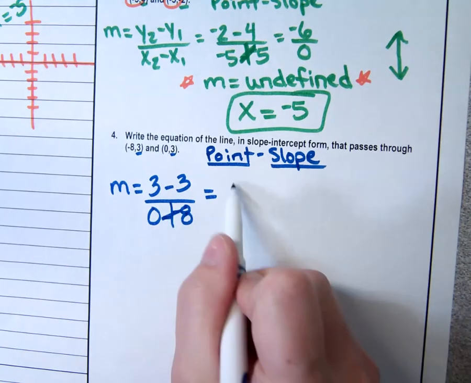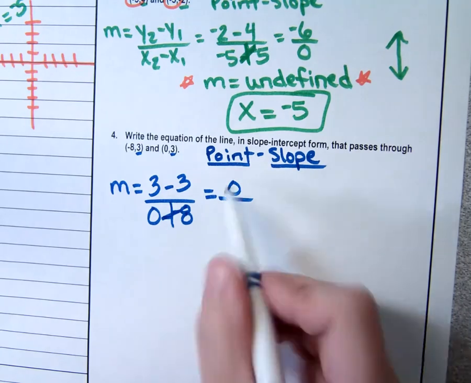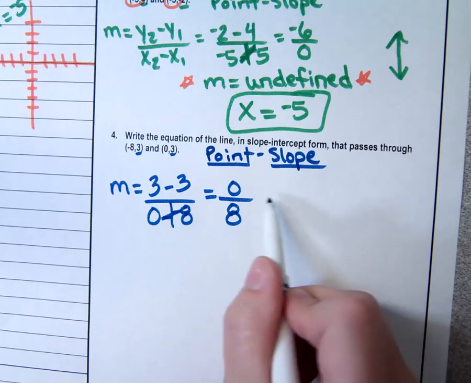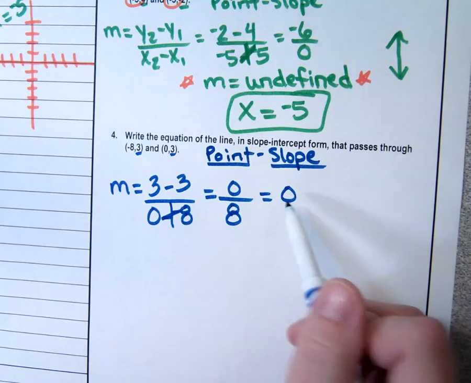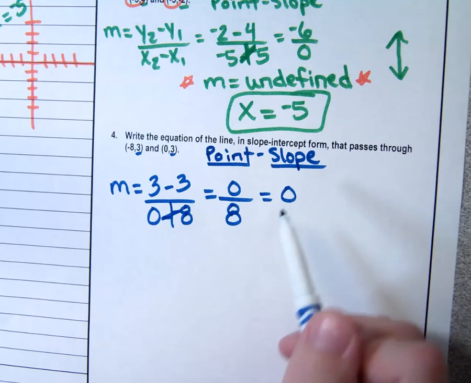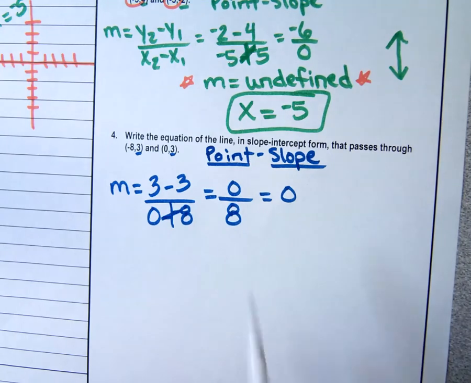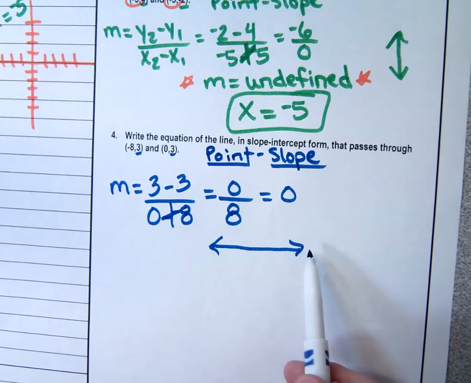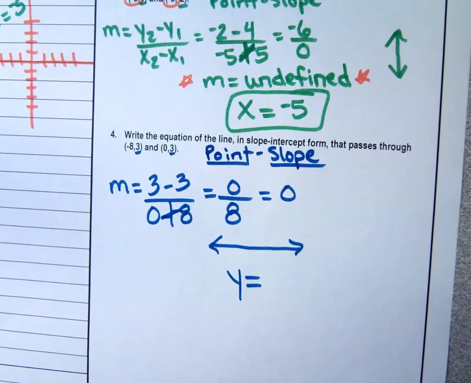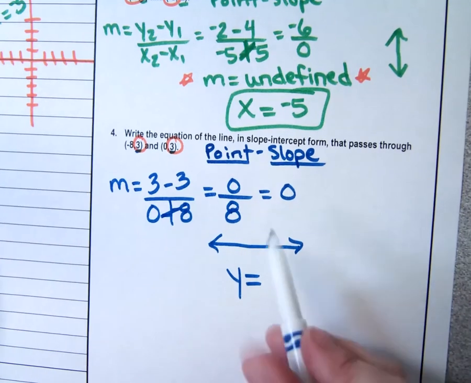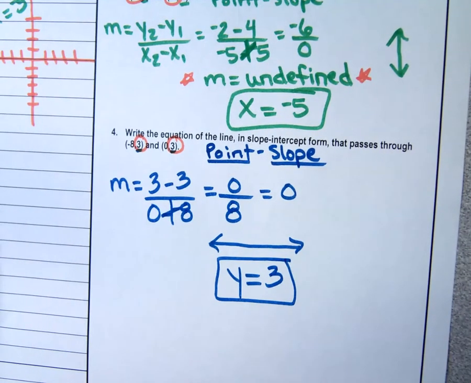How much is 3 minus 3? 0. How much is 0 plus 8? 8. Now what is 0 divided by 8? 0. So if you get your slope to be 0 or undefined, stop what you're doing and think for a second. What does the line look like if the slope is 0? It's a horizontal line. And what do all horizontal lines have in their equation? Y equals. Now look at your ordered pairs. Notice this one has a y value of 3. This one has a y value of 3. So that's our equation: y equals 3.